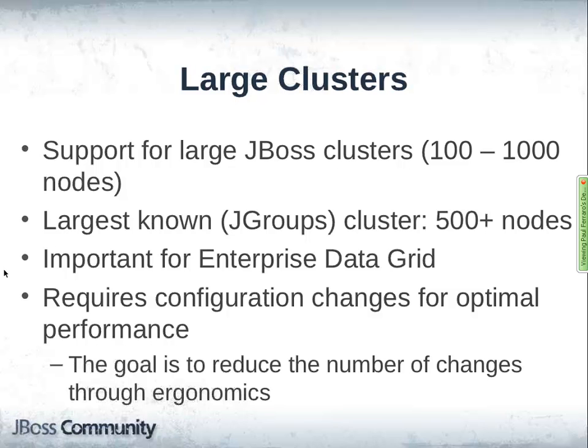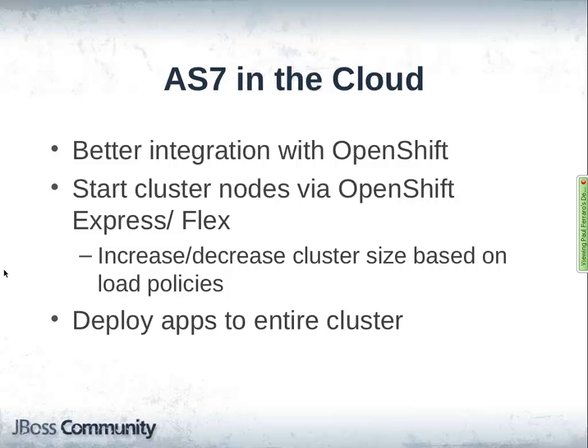This requires configuration changes, again, for optimal performance. Some of the properties of the protocols have to be changed. But again, the goal here is to reduce the number of changes through ergonomics. For example, we know how many nodes there are in the cluster, and based on the number of nodes, we can change certain parameters. So the number of nodes would be a function that generates an optimal value for certain properties, so that people do not have to set any of the properties in any protocol in JGroups.